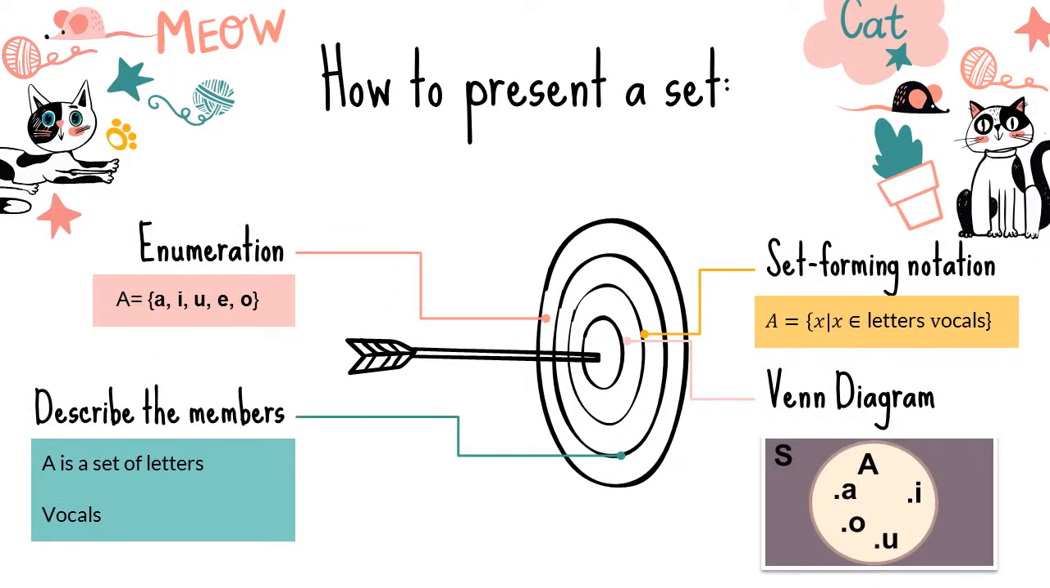Okay, next, how to present a set. Here are four ways to express a set. Number 1, enumeration. For example, A equals {A, I, U, E, O}. Number 2, describe the members. For example, A is a set of vowel letters. Number 3, set builder notation. For example, A equals {x | x is a member of the vowel letters}. And the last one, Venn diagram.